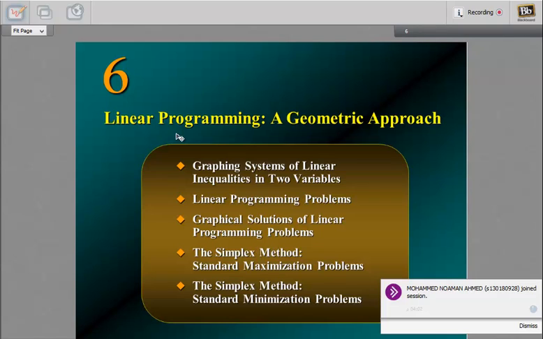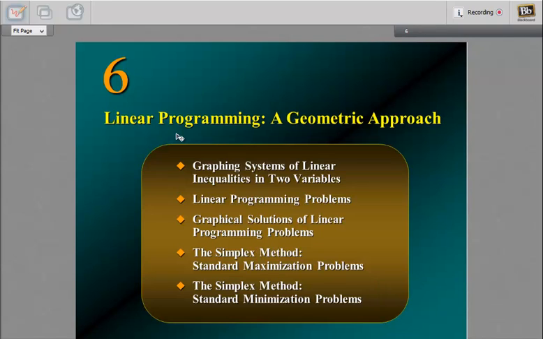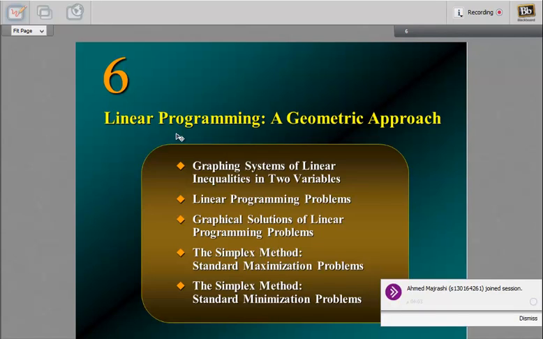Today is our week 14, and this is the last week. And today we are going to discuss the linear programming problem. We will discuss this linear programming problem in 3 parts.